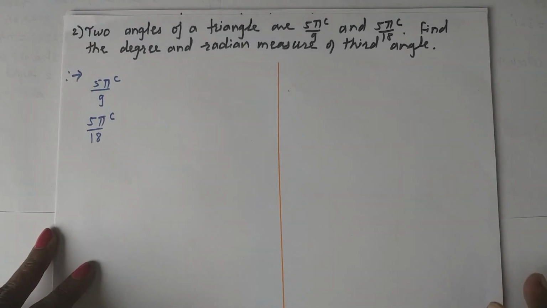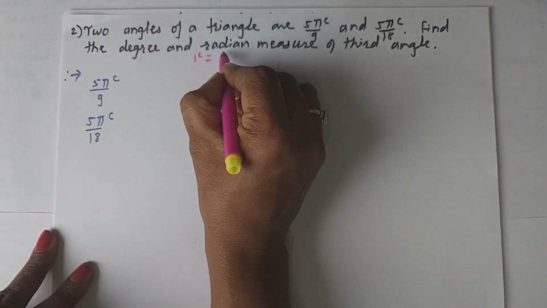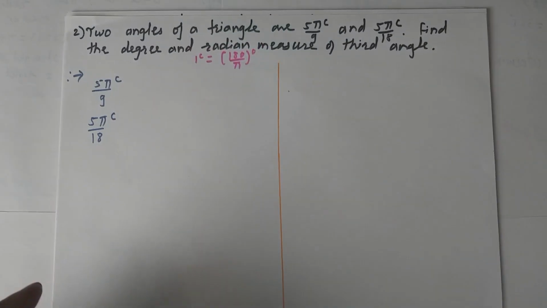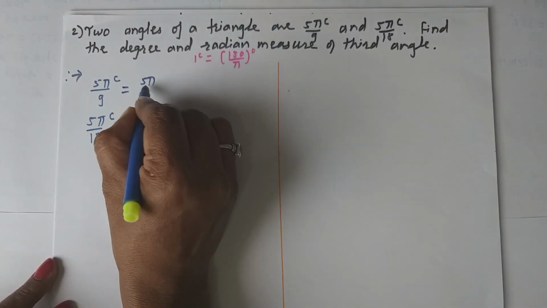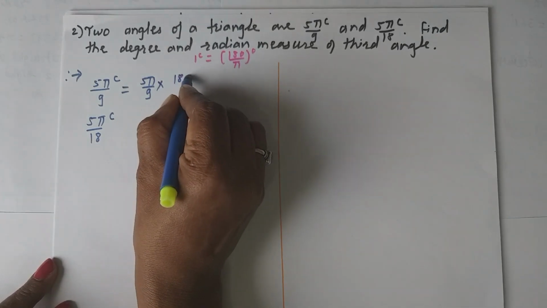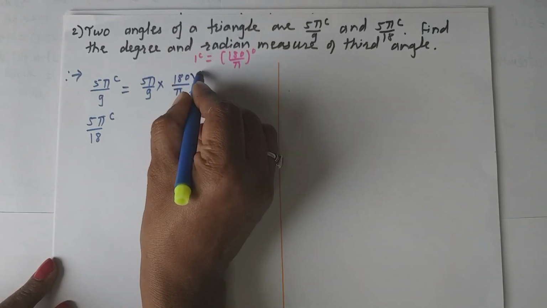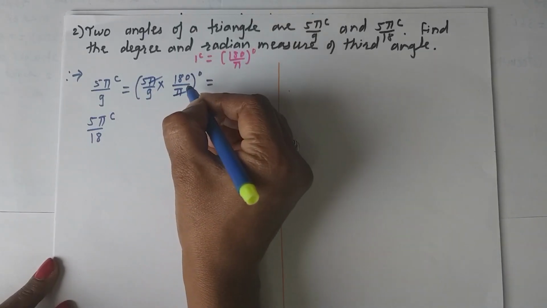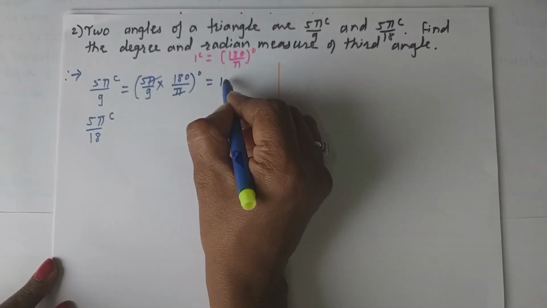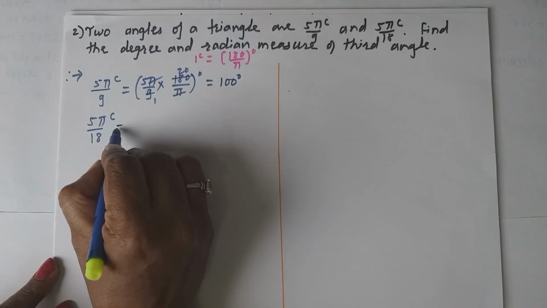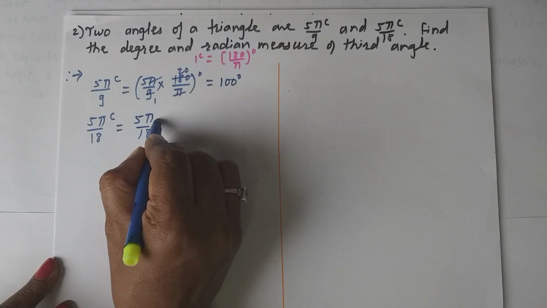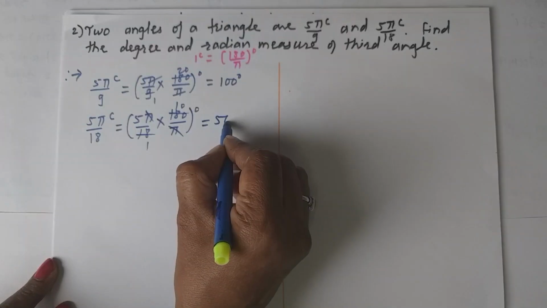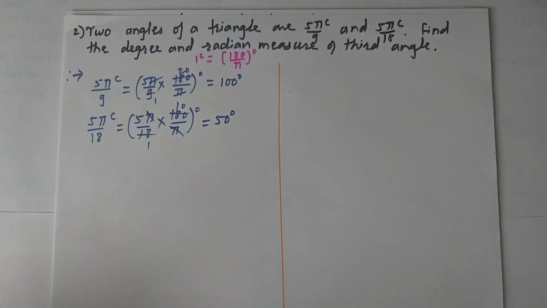And I know that 1 radian is equivalent to 180 divided by pi. Then you convert this angle. This 5 pi by 9, if I multiply this angle by 180 by pi, then it will get converted into degree. Now simplify, this pi will get cancelled and this will be 100 degree. Then again convert this angle, multiply this angle by 180 by pi, then this will be 50 degree. Now we have to find the third angle.